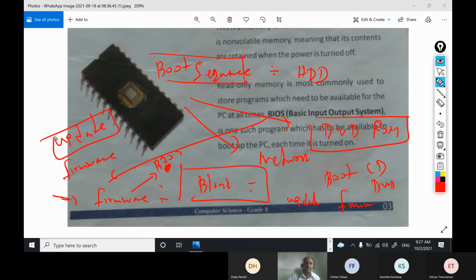Update is like a today, tomorrow update, something like that. But what do you mean by upgrading? This is related to system upgrading. This is related to hardware upgrading.